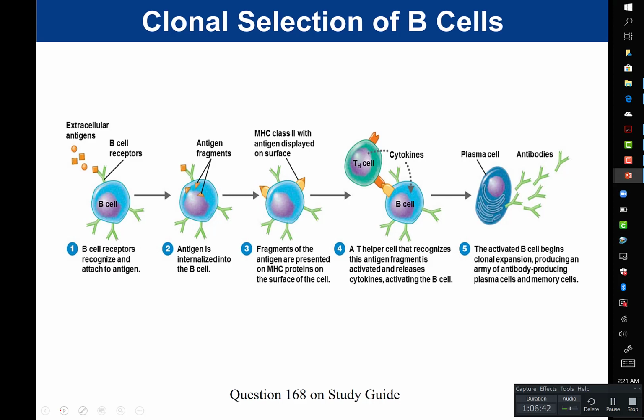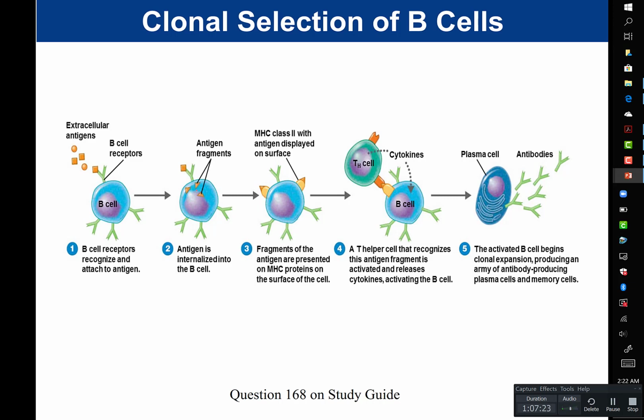So this diagram is used to help you with question 168 on your study guide. And it asks you to describe clonal selection of B cells. So let me walk you through this. So we have our B cell, and our B cell has its B cell receptor. And the B cell receptor, remember, is an immunoglobulin, and it has a binding site for a particular antigen. So when this B cell encounters its antigen, that B cell receptor and the antigen are going to be brought into the B cell.